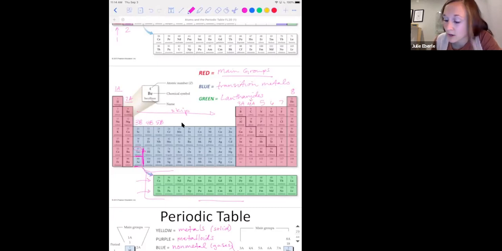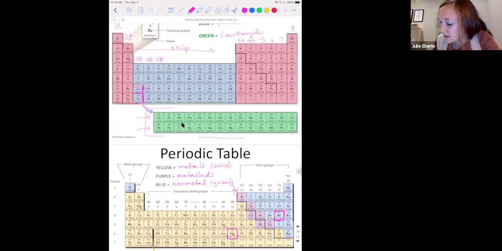So if you're wondering about the A and B stuff like you see down here, that is why. These are the main groups. And then the B denotes a transition metal group. Okay? So technically there are 18 groups across the periodic table, but we number a portion of them differently if it's a main group, okay?